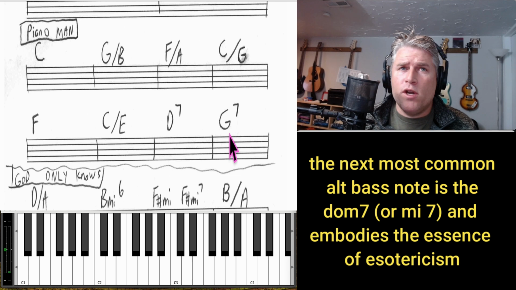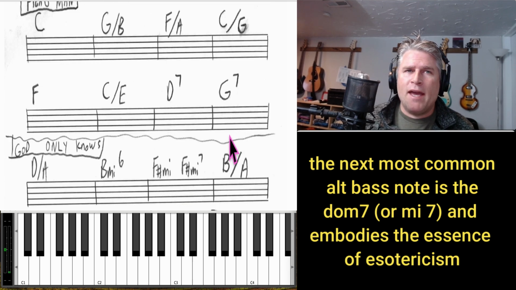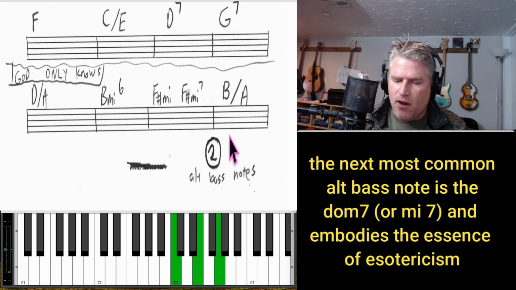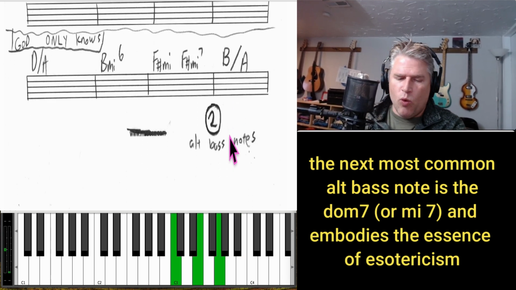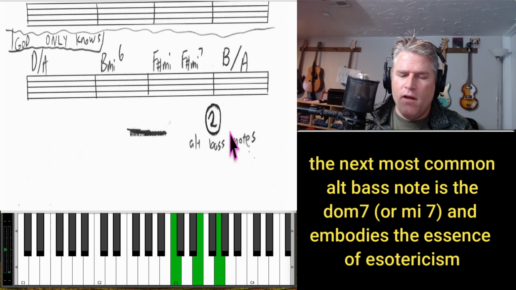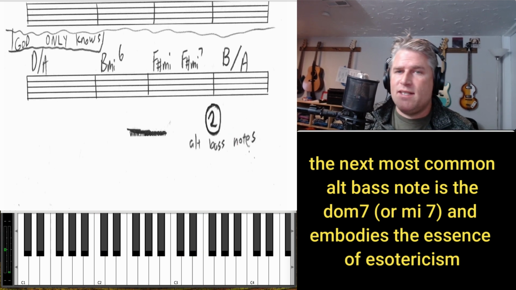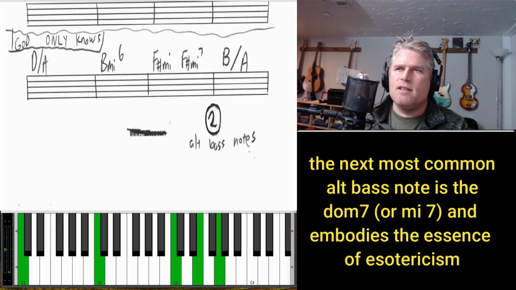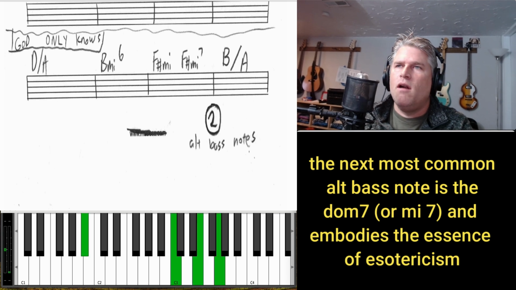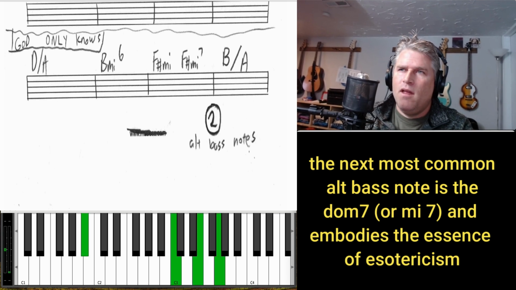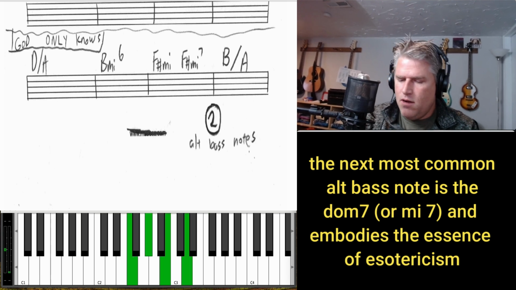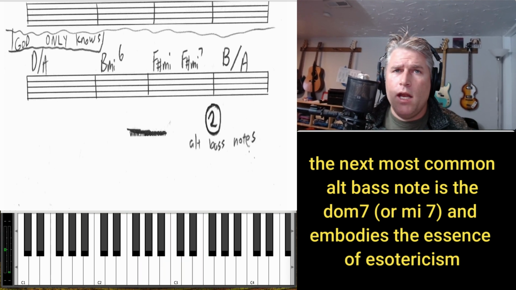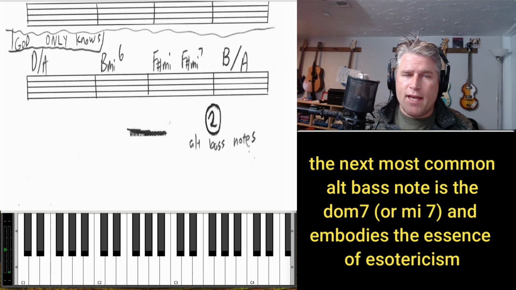The next most important alternate bass note would be the dominant 7 or the minor 7. So if we have a C major, that would be this dominant 7, but instead of it voiced up here, we're going to voice it down here. So this would be C with C in the bass. Now listen to this sound, C with B flat in the bass. Anyway, it has a really cool sound.